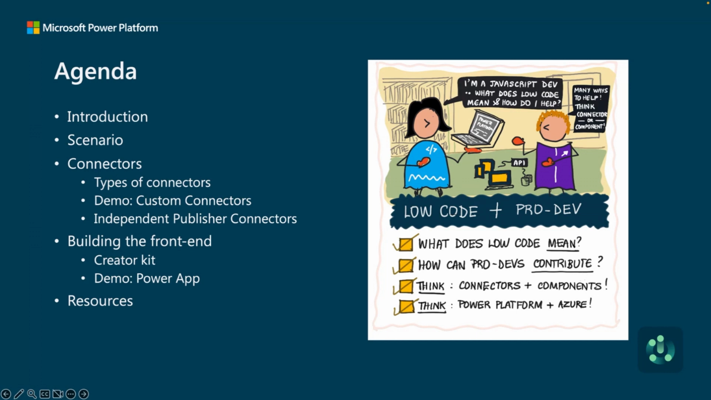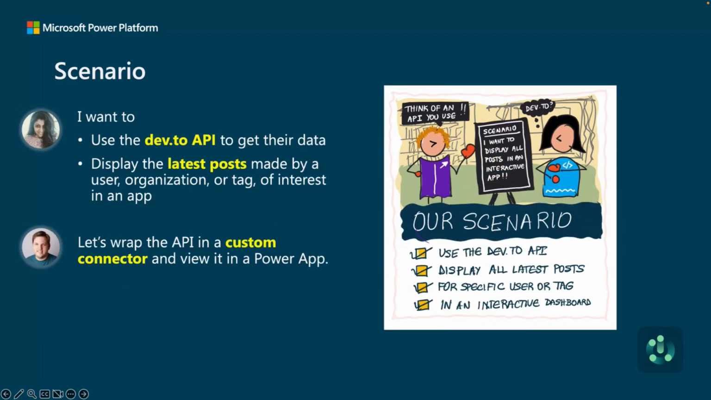And after that, when we have built our connector, we also want to create something with that connector. And that's why we want to build a front end. And we are going to use the creator kit for that. And then we are going to demo the Power App that we built with that as well. And to wrap it all up, we are also going to talk about some resources so that you can look at the resources that we give you, and you can even do it yourself later on. So without further ado, let's move on to the scenario.